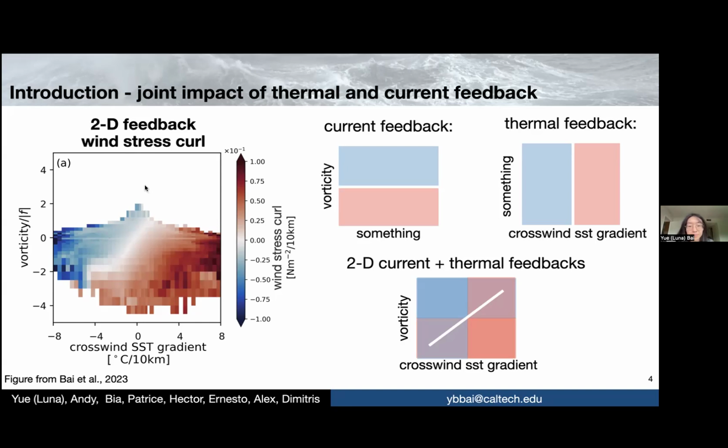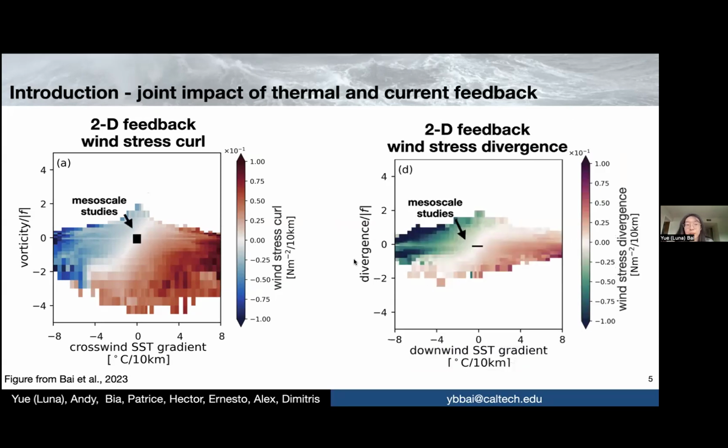in this plot. And so this suggests that current and thermal feedback are working together, or working in tandem, to modify features in the wind stress curl. And they have this interaction of reinforcing each other or canceling each other's effect. And so we also did this 2D feedback analysis on the wind stress divergence. For wind stress divergence, it is correlated with downwind SST gradient and ocean surface divergence. And we can see that it basically has the same sense of what's happening with the wind stress curl.